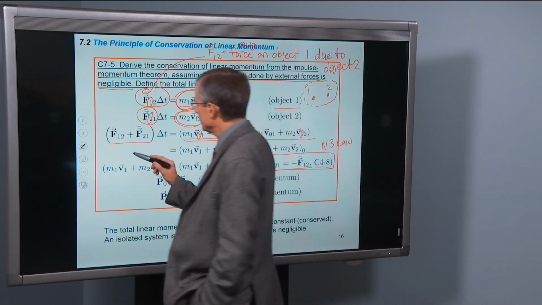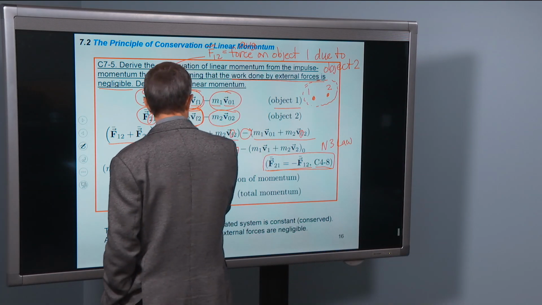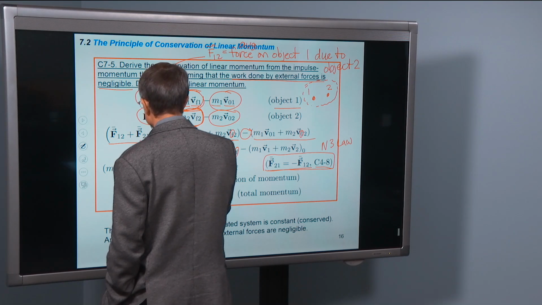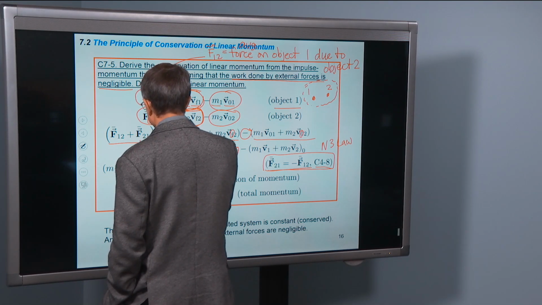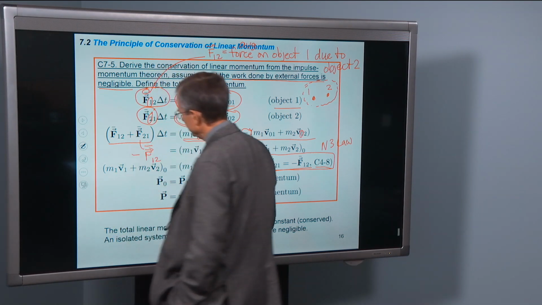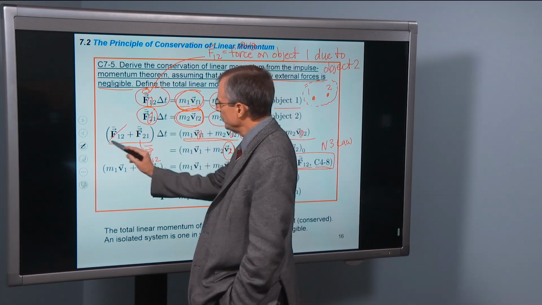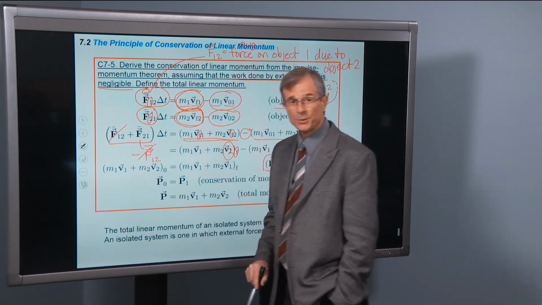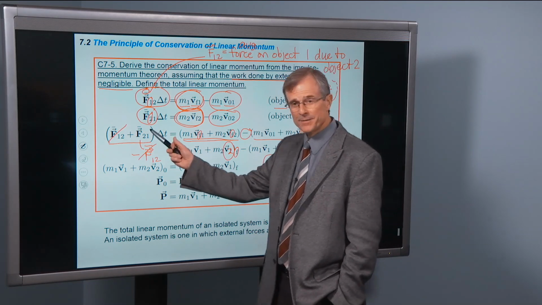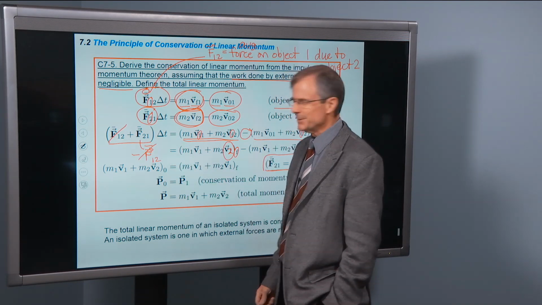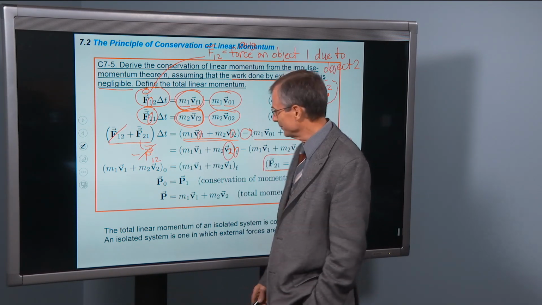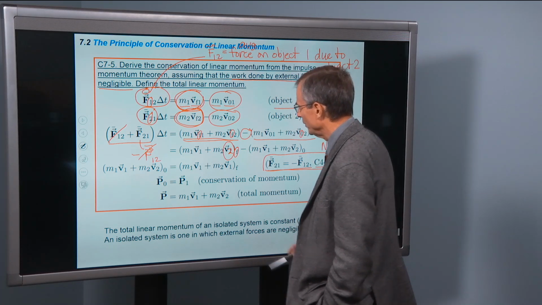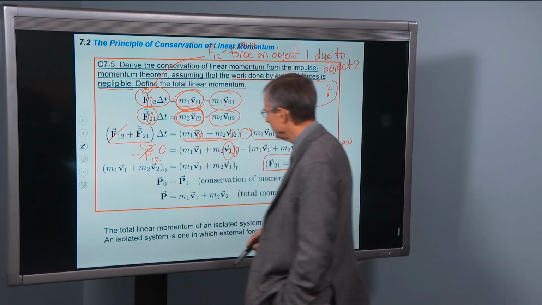So these two terms here, if F21 is minus F12, this is minus then minus F12. But F12 minus F12 is just 0. So the left side of this equation vanishes. It's just the prettiest little demonstration, or prettiest little derivation in the world. So the left side of this equation is equal to 0.